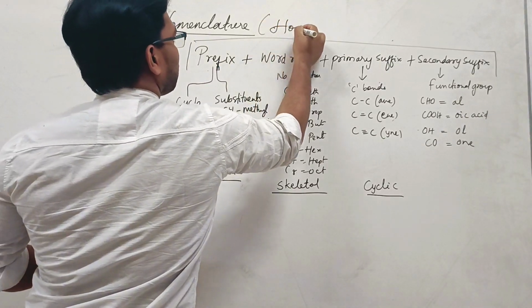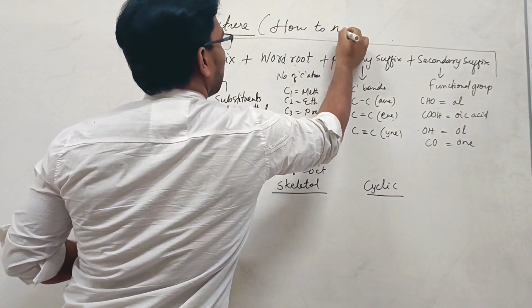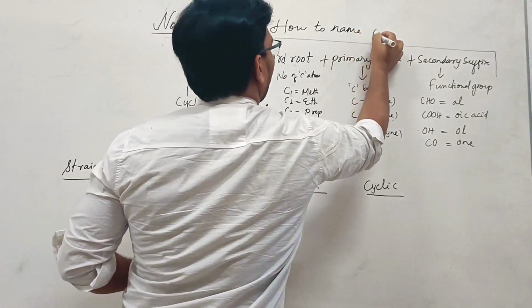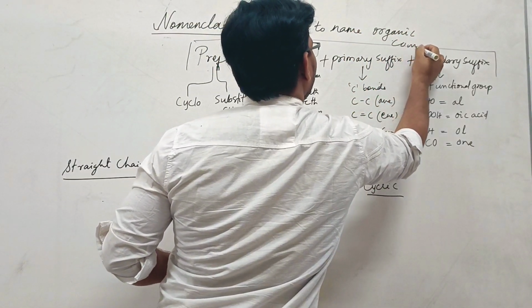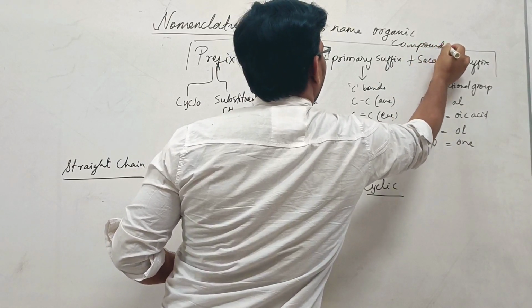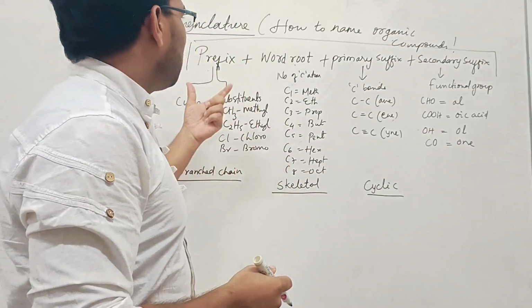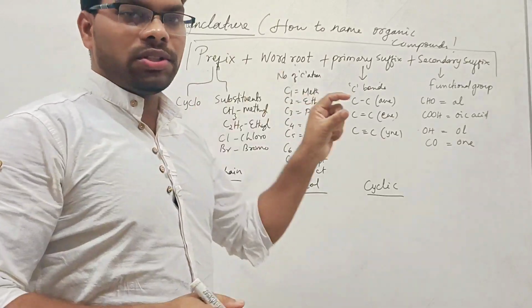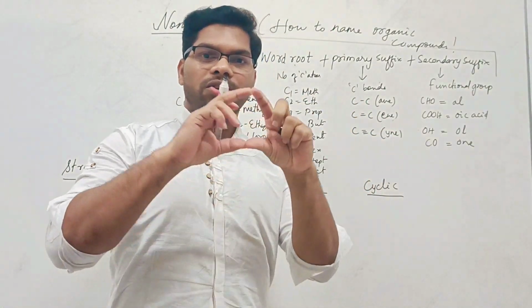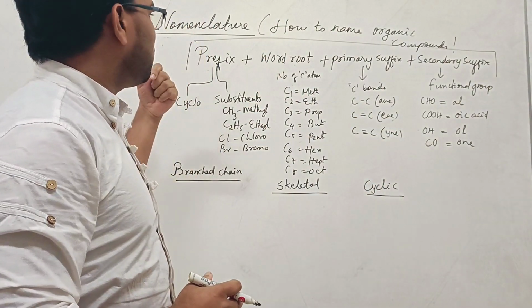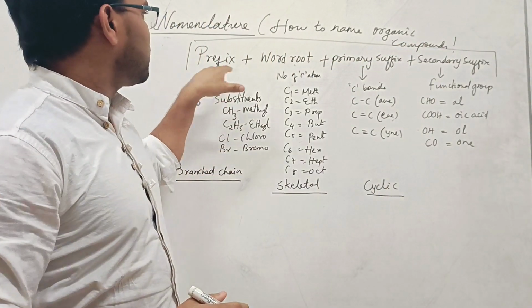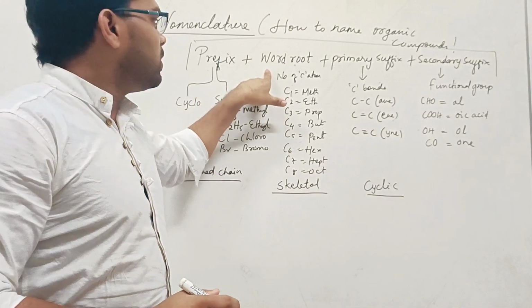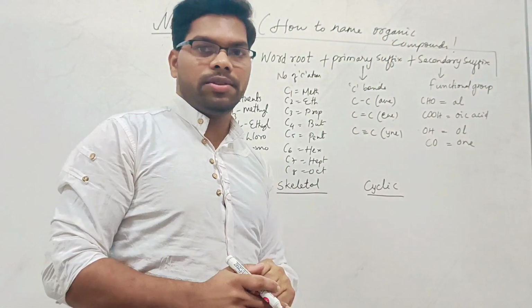To name organic compounds. So are you ready for it? I will tell you briefly about the structure, and you just need to remember it. So what is the trick for you? This is the formula you need to remember. The first one is prefix, then comes the word root, primary suffix and secondary suffix.